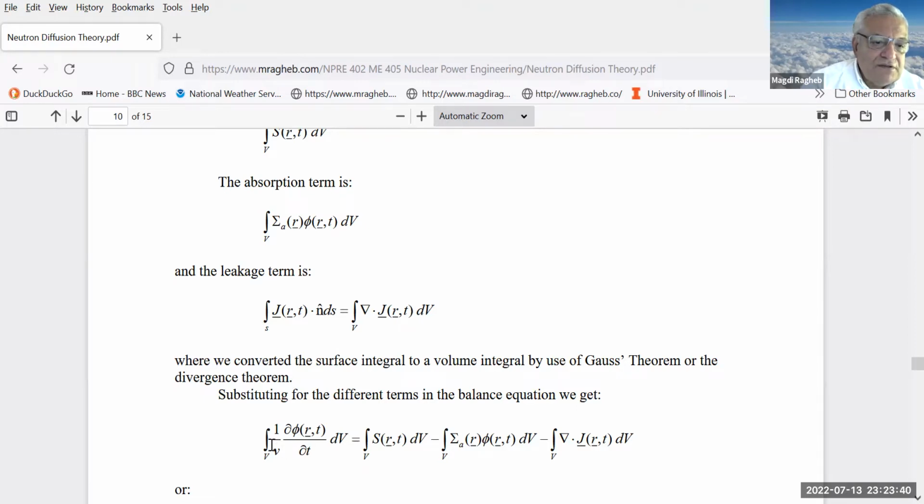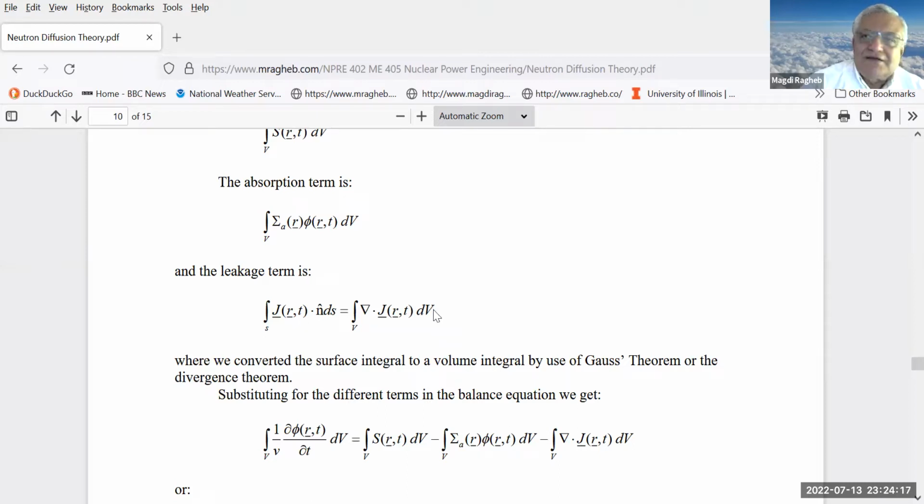And you find that you get an equation over the volume for the rate of change of the flux. Then you have a term that is a source term over the volume minus the absorption rate over the volume. However, to get the leakage from the surface, we take the normal component, that's a dot product with a normal vector to the surface. And it would be an inconvenient type of equation where we have 3 terms that are integrals over the volume, but 1 term that's an integral over the surface.